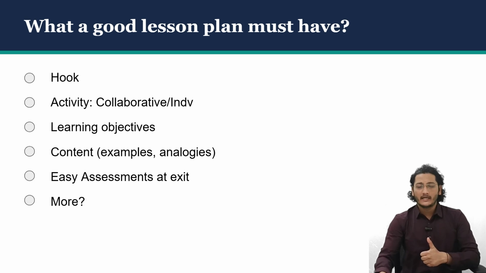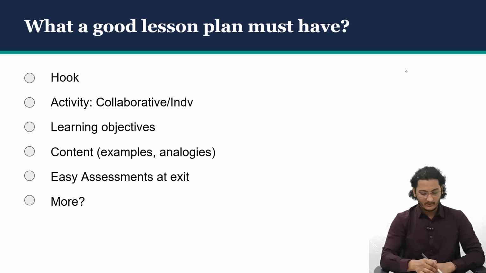Then your classroom activity must have some collaborative or individual activities. Your lesson plan must have clear learning objectives. And obviously the content and other materials such as examples or analogies. You are going to give examples in the classroom. And at the end of the class, you would like to have one easy assessment so that you can check whether students have understood the concepts or not. So this is what a good lesson plan must have.